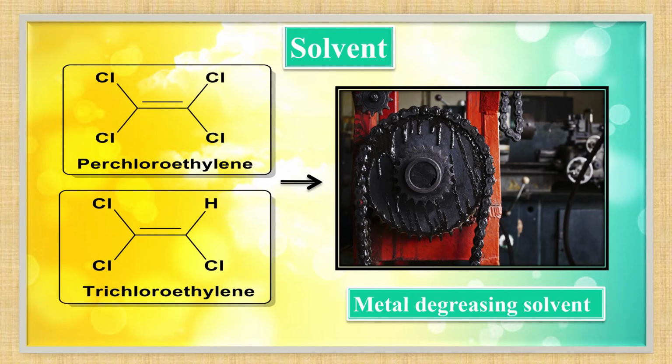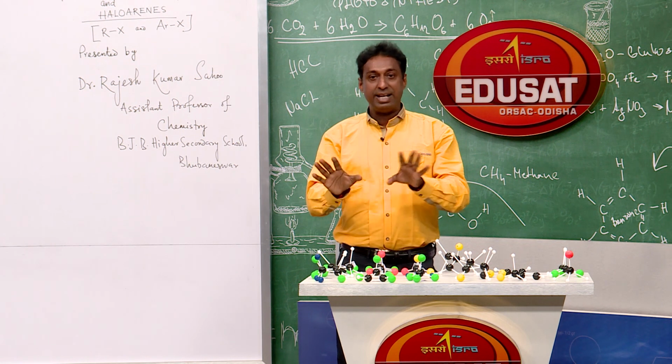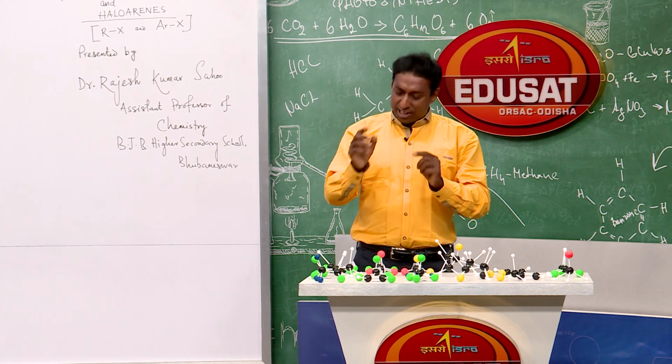Look at the next slide. This is perchloroethylene and trichloroethylene, or you can say tetrachloroethylene and trichloroethylene. These two are very important solvents. For what purpose? Look at the screen and try to understand the picture. The picture tells you about degreasing of a metal surface. For example, you have a metal surface that already has some grease on it, and you want to degrease it to clean it, then you can use these two solvents. I can show the pictures also.